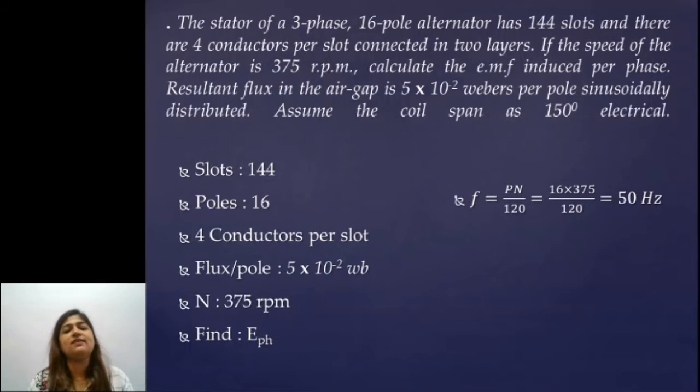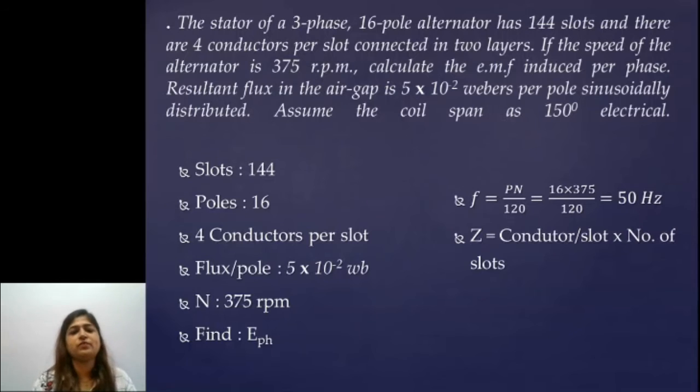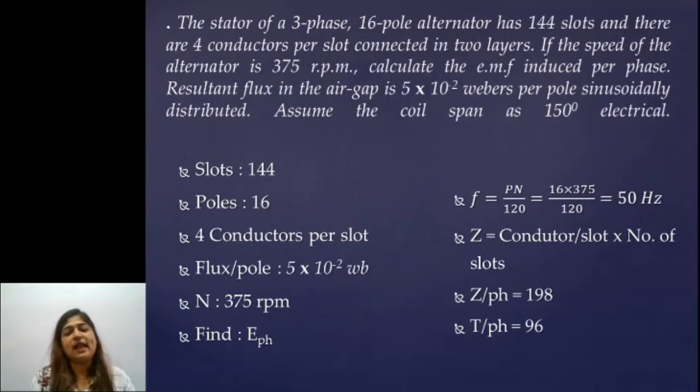So, frequency is given by Pn upon 120, which is equal to 16 into 375 upon 120, which gives you 50 Hertz. Z is the conductors per slot, total conductors. So we have 4 conductors per slot into number of slots, 144. We'll calculate the per phase value directly. So the per phase value of conductors comes out to be 192. Dividing by 2, we will get turns per phase, which is 96.